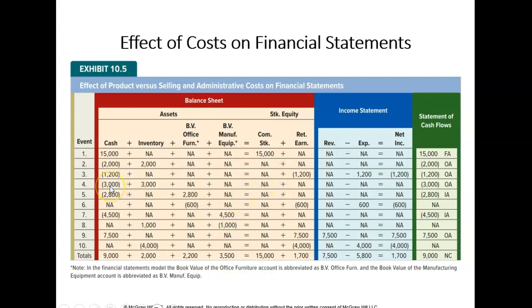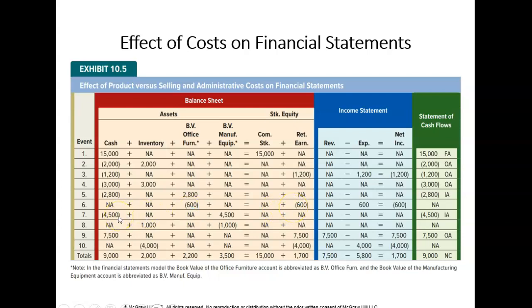For number four, we exchanged cash for more inventory. So a decrease in your cash account, increase in the inventory account. Number five, we bought office furniture. So the cash account decreased, office furniture account increased. And number six, we recognize depreciation on the office furniture. So the furniture account decreased and retained earnings decreased.